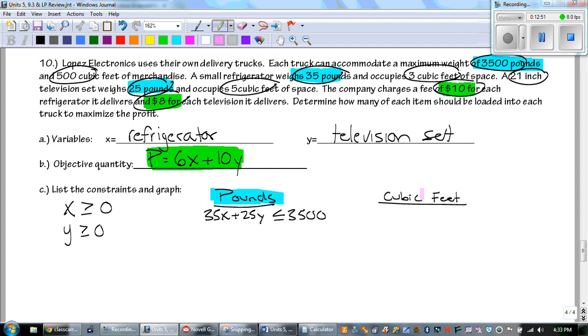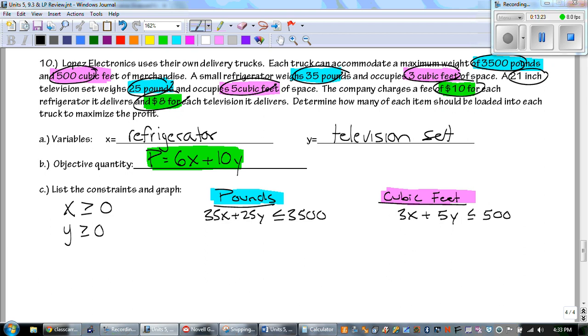And now the next thing we're talking about is the cubic feet. So I'm going through and looking at anywhere it says cubic feet, and that's where I'm going to come up with our next inequality. Okay, the refrigerator, my x, was 3 cubic feet, so 3x, plus the TV was 5 cubic feet, and it said that the truck has a limit of 500 cubic feet, so we can't go more than that.